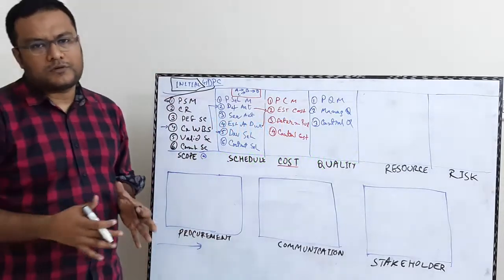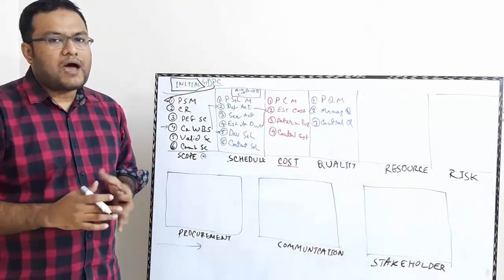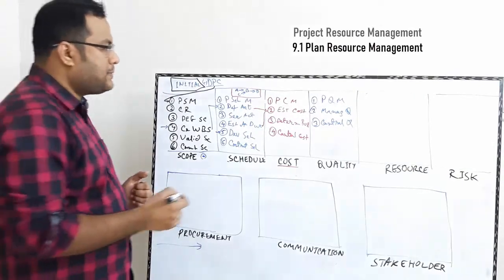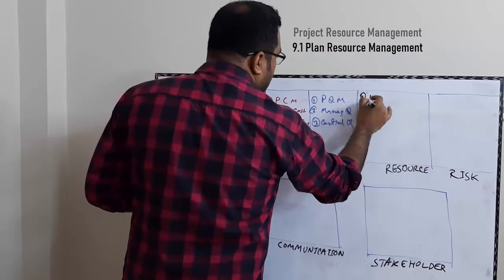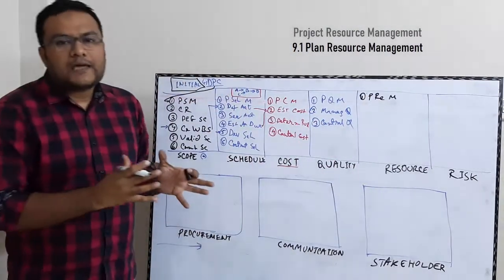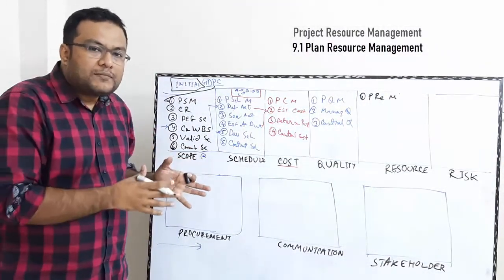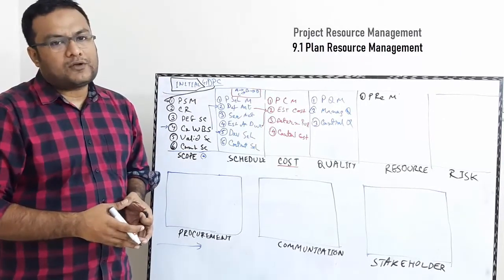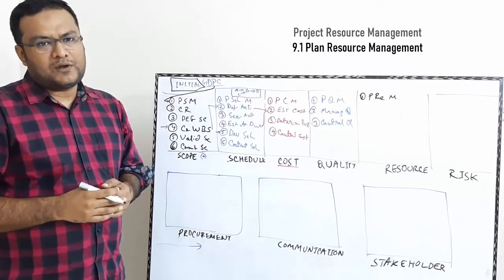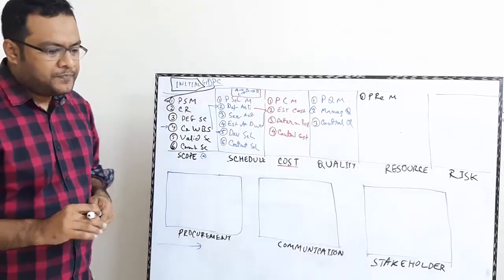You cannot run a project without resources, be it human resource or material. So you need to have resources. So plan resource management, being the number one process in this knowledge area, gives you what type of resource we need, what the roles we need to fill up are, what the eligibility criteria for that role or responsibility are, and what the education and experience requirements for that particular role are. Those questions are answered in plan resource management.